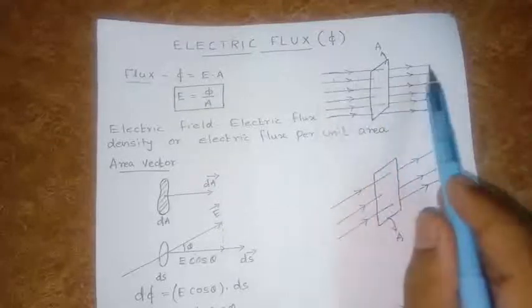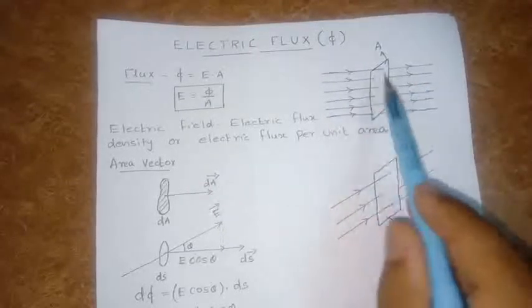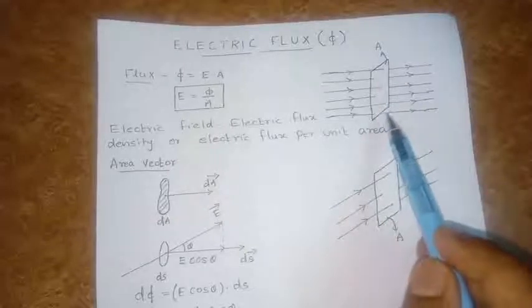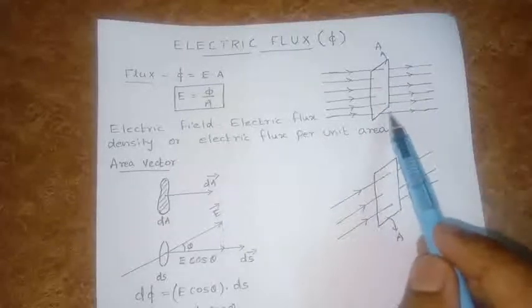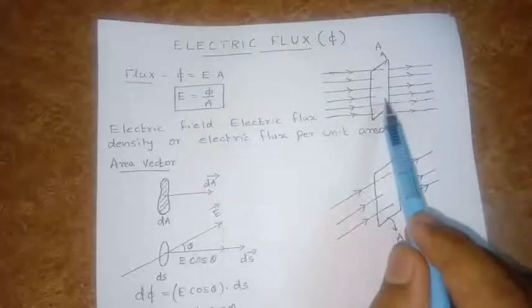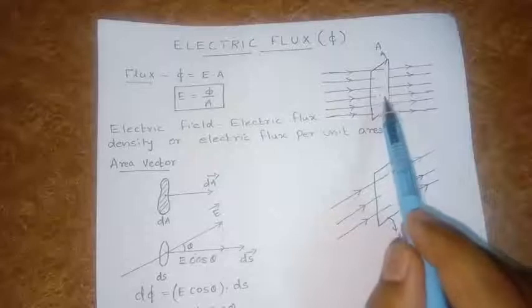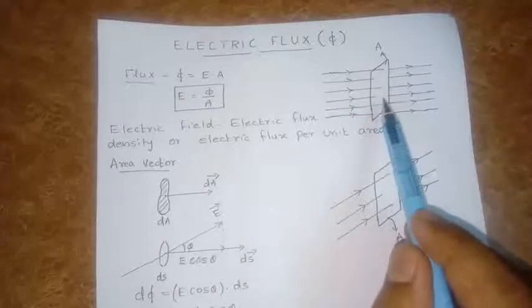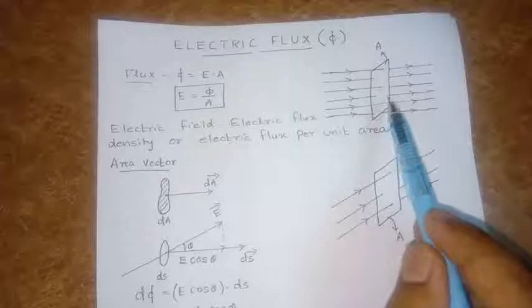as shown in this figure. And I am constructing an area perpendicular to the uniform electric field. Now a certain number of field lines are passing through this particular surface, and the number or group of field lines passing through a particular surface is called electric flux.